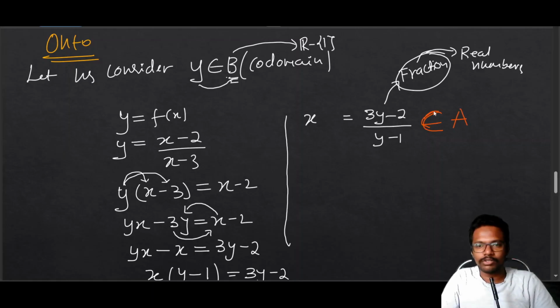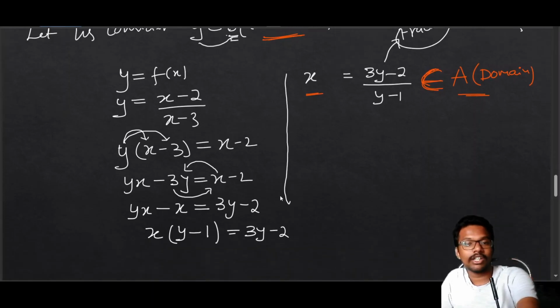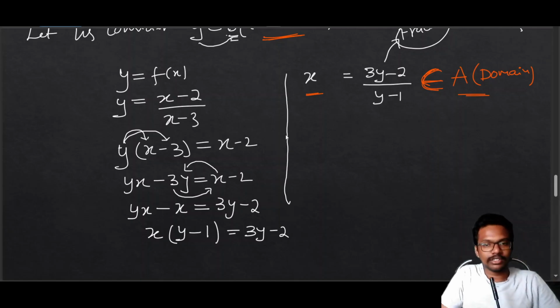A is the domain, no? So this x belongs to A, which is the domain. So I have considered the y in the codomain and I have found the x which is in the domain. Then we can easily say it is onto. Before saying onto, we have to write this sentence. Remember this sentence because this is very important.